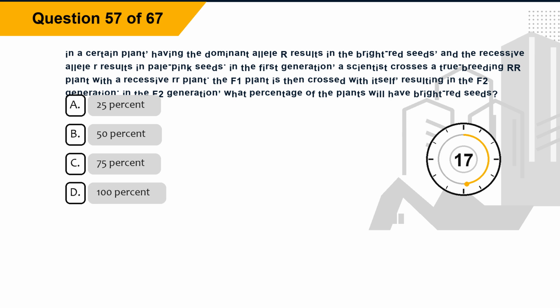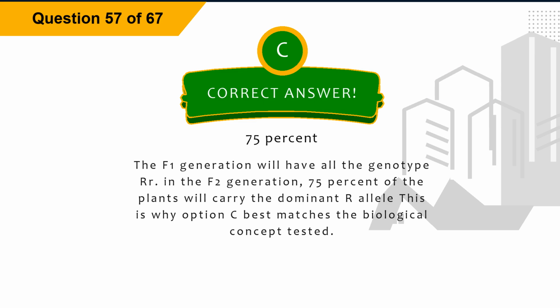The F1 plant is then crossed with itself, resulting in the F2 generation. In the F2 generation, what percentage of the plants will have bright red seeds? Option A, 25%. Option B, 50%. Option C, 75%. Option D, 100%. The correct answer is option C, 75%.